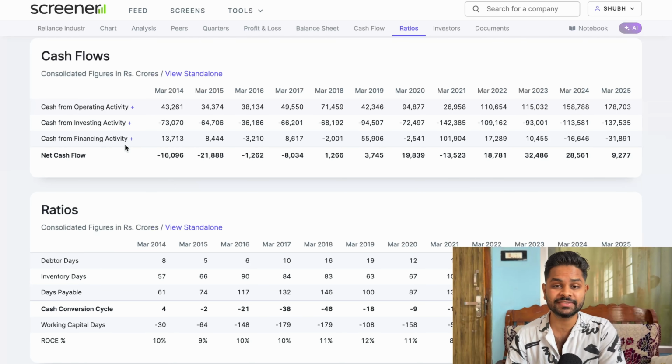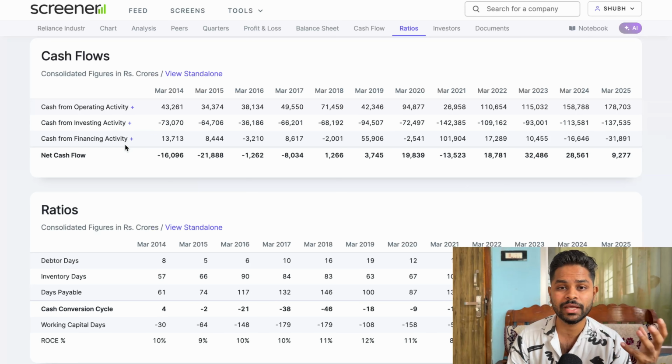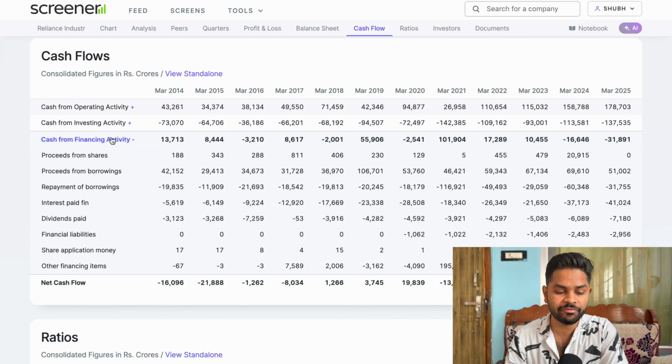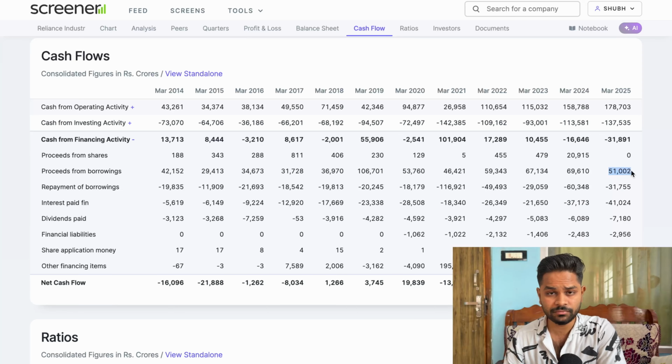Now cash from financing activity. To run the business, where the money is coming in from and going out, that is what cash from financing activity tells. Just click on it, it will open everything. Now proceeds from shares, last year it was 20,915, it is now 0. Proceeds from borrowing, we all know that a company will borrow money to run the business, right? Last year they borrowed 696,110, this time they have borrowed less, right? Now they are reducing their dependency on borrowing.